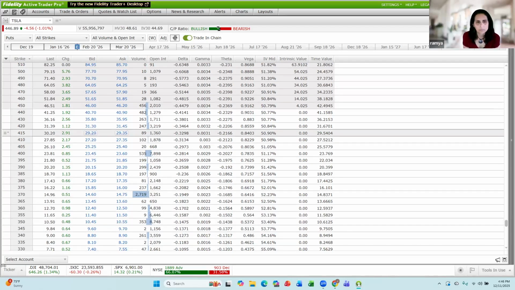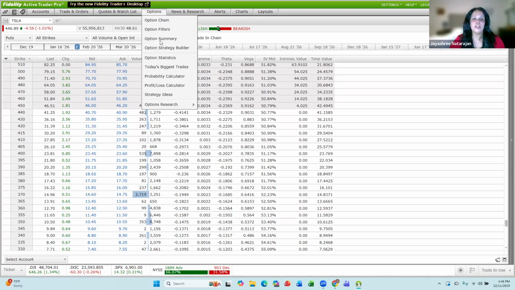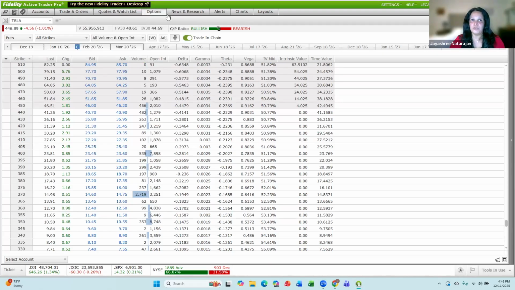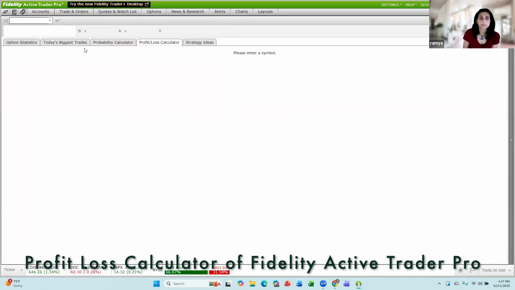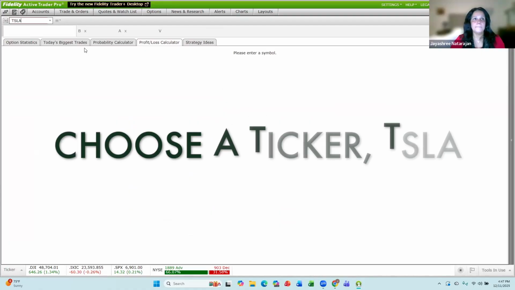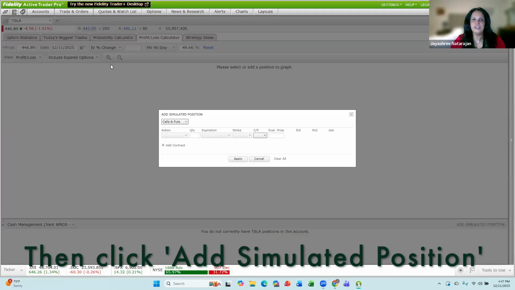So now let's look. Okay, now you've seen this in the options chain, but how does this trade behave? This is an important thing, right? This is why we use this particular feature in the Fidelity Active Trader Pro, which is a desktop version. You get into the profit loss calculator. Okay. And do Tesla. So I'm trying to simulate this position here.